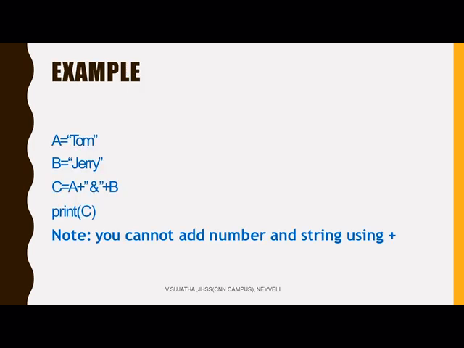Now we'll see some examples. See here, A equal to Tom, then B equal to Jerry, then C equal to A plus and plus B. Here A will be substituted with Tom, plus is the concatenation operator, and plus B. Now what is the answer? Tom and Jerry. This is your answer. Print C means we will print the answer as Tom and Jerry.